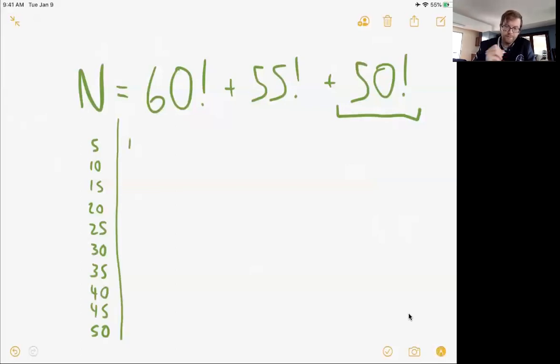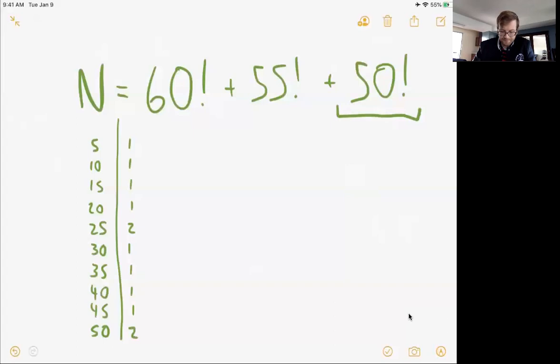5, there's 1, okay? 10 has a factor of 5. 15 has a factor of 5. 20 has a factor of 5. 25 has 2 factors of 5. 30, by the way, the first time I did this problem, I got it wrong because I didn't count the 2 factors of 5 in 25. But 30 has 1 factor of 5, 35 has 1, 40 has 1, 45 has 1, and 50 is 2 times 5 times 5. It has 2 factors of 5, okay?